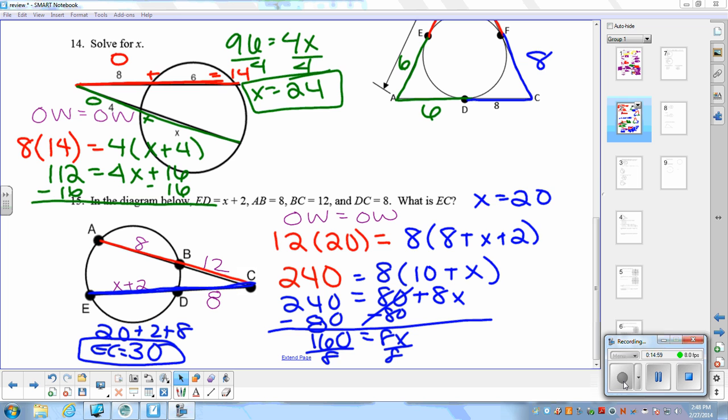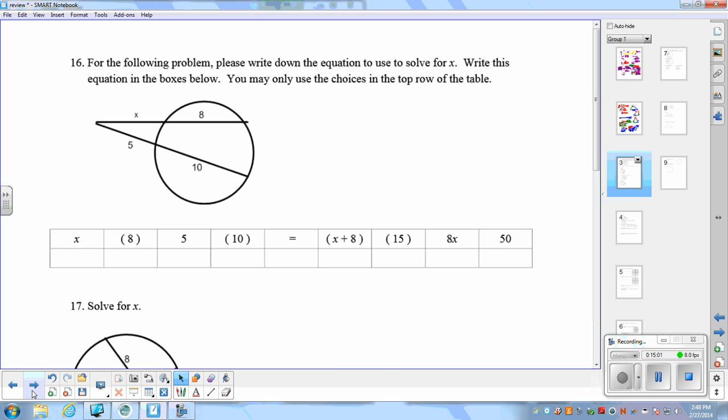All right, so we move on to the next page. All right, so this one, we do not actually have to solve it. We just have to write the equation. So this is another outside times whole equals outside times whole.